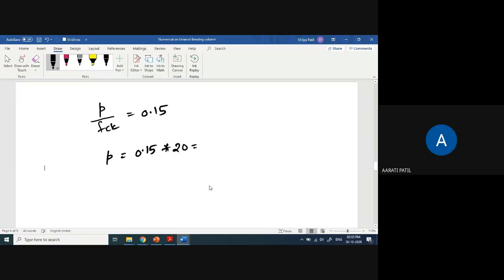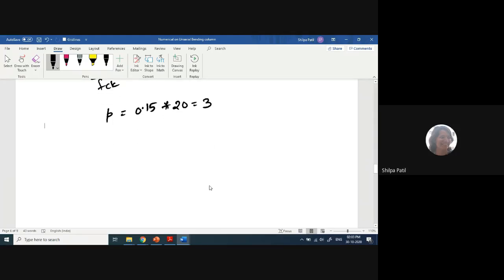So my percentage steel is coming as 3%. Compare this value with the minimum and maximum. The minimum value is 0.8%, right? So this value should be greater than the minimum value.